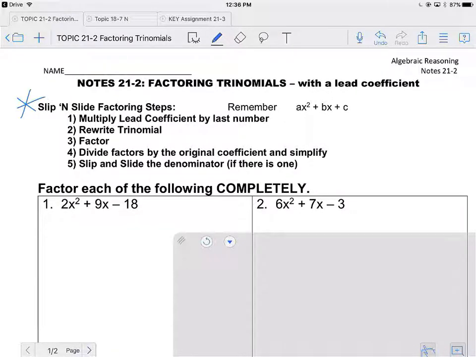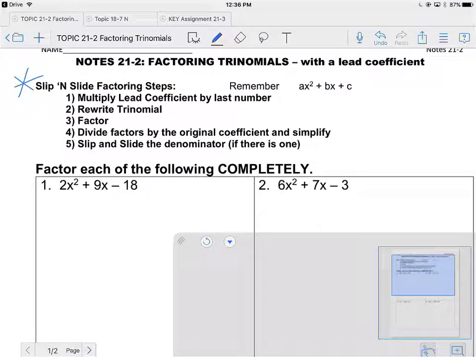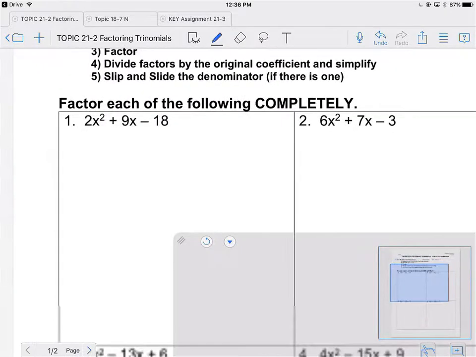You multiply your lead coefficient by the last number, rewrite the trinomial that you now have. Factor, just like we did yesterday, very quickly in the calculator, and then divide your factors by the original coefficient and simplify, slip and slide denominator if there is one.